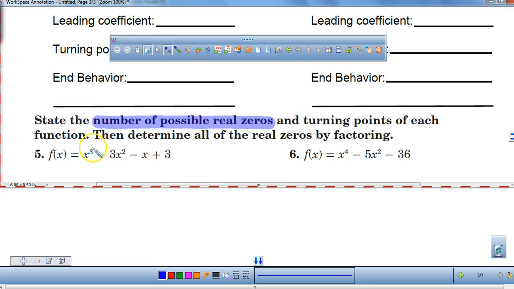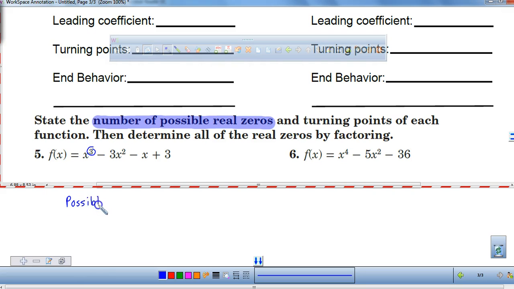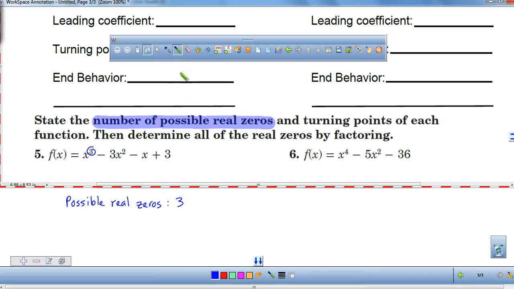That's pretty easy. All you have to do is look at this exponent right here, this degree that's a 3. That lets you know there are 3 possible real zeros. Okay, so the possible real zeros are 3. Next thing the question asks, how many possible turning points of each function?